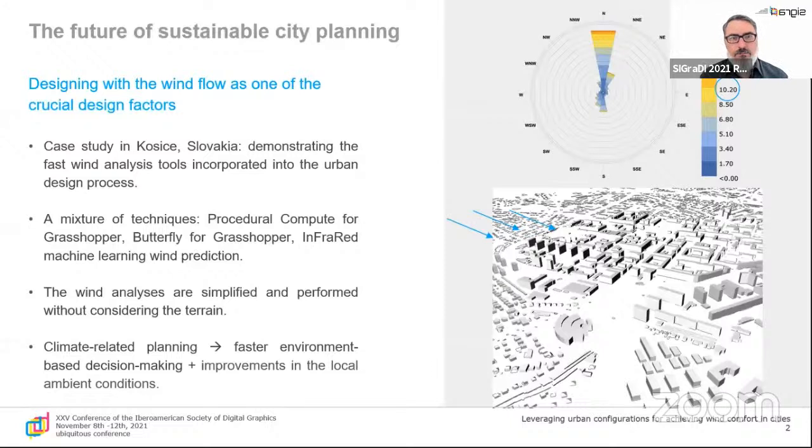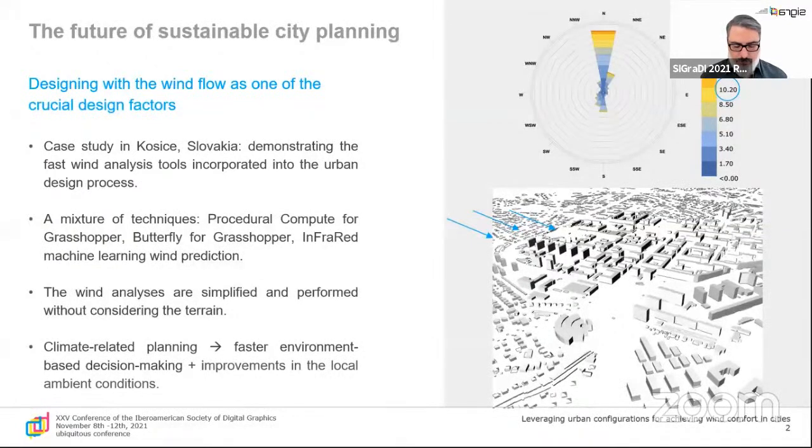As can be seen on the wind rose, the northerly winds prevail in Košice. Therefore, this wind direction is used in the CFD simulations. The terrain is not considered in the simulations because the Infrared tool has not yet been trained to work with the terrain morphology.